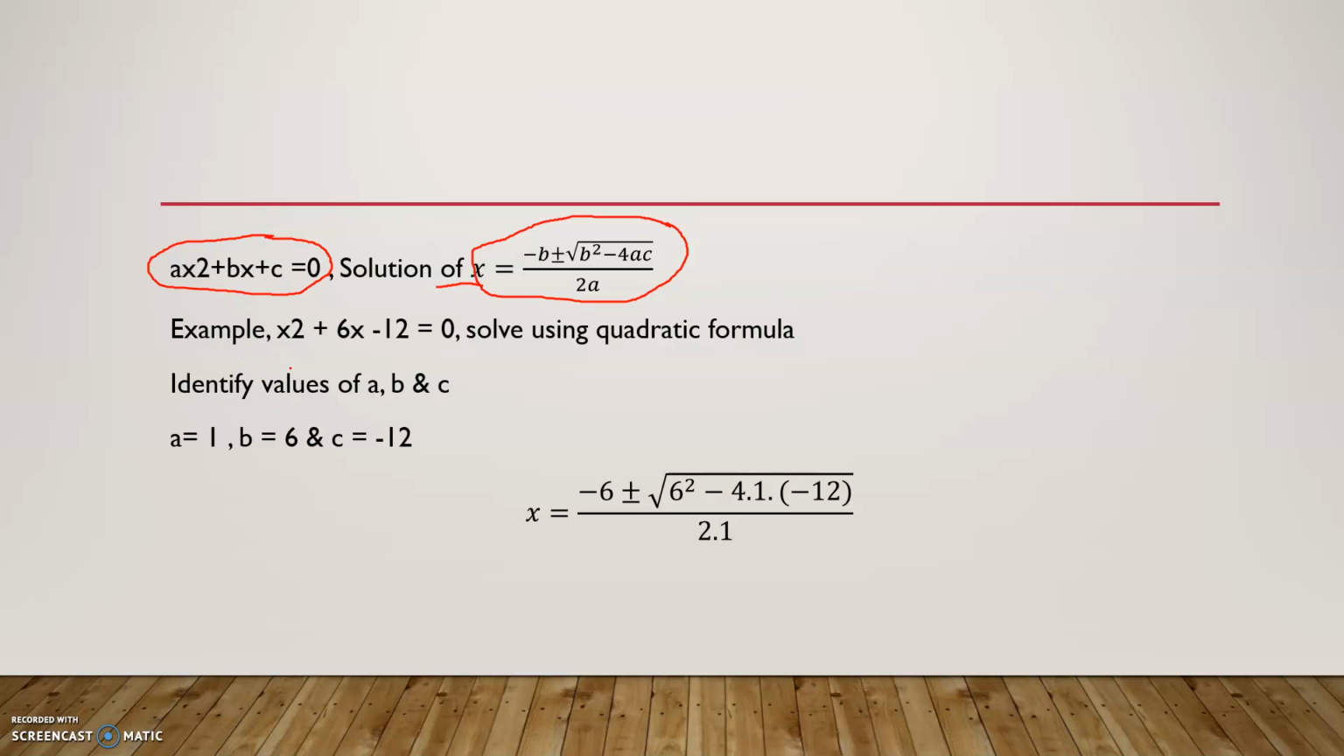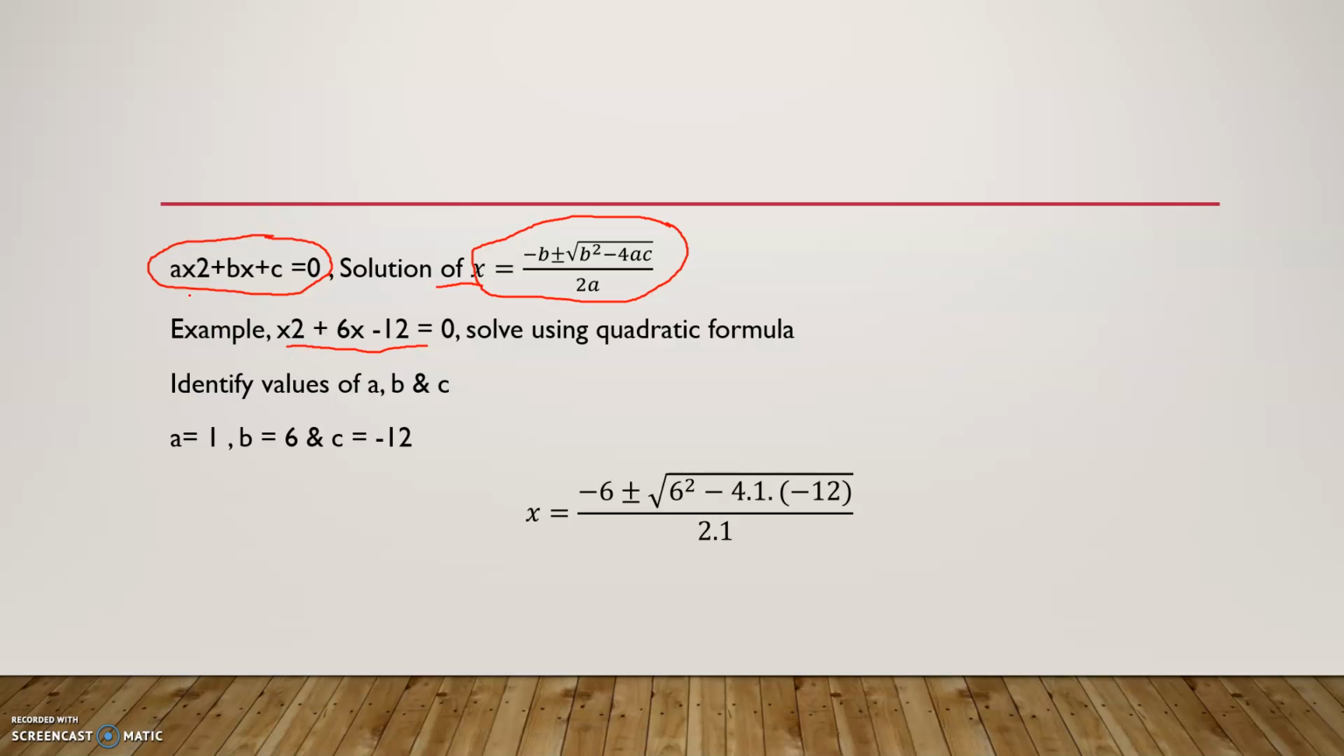So if we do an example based on this formula, we have x squared plus 6x minus 12 equals 0, and it says solve using the quadratic formula. So you'll have to use this formula, which will be given to you in the exam. What we have to do is identify the values of a, b, and c. Again, if we compare this equation with the general equation, we should be able to find our values for a, b, and c.